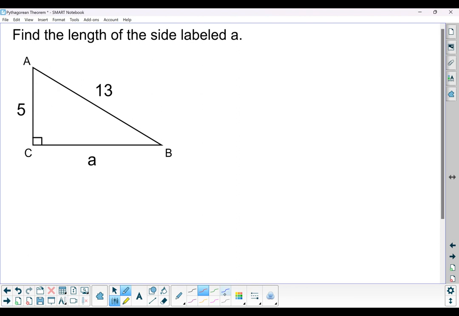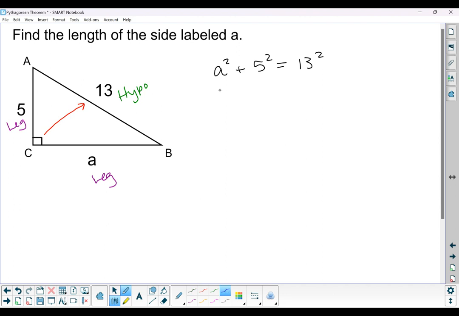Okay, so let's try this one. Find the length of the side labeled A. So we've got a leg over here and another leg here that we are trying to calculate. And then the 13 is the hypotenuse. And remember, the hypotenuse is always the one that's across from the right angle. So in our equation, we would have a squared plus 5 squared is equal to 13 squared.